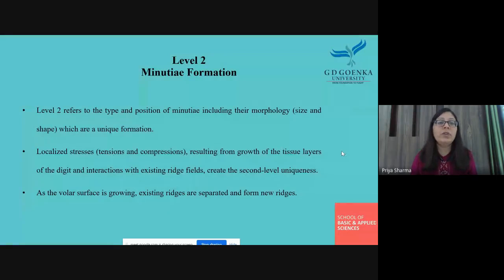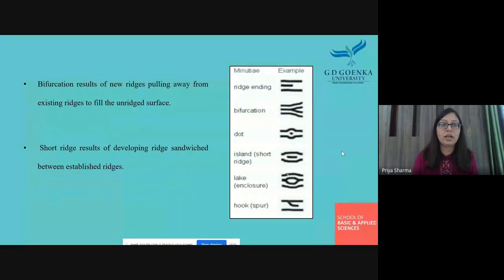Then there are level 2 details. If we will further move, these patterns consist of these details, जिनको हम minutia बोलते हैं. So these are known as ridge characteristics. Ridge characteristics are basically the shape and size of our friction ridges, and so many factors are responsible for the introduction of these ridges, like bifurcation. This is known as bifurcation.